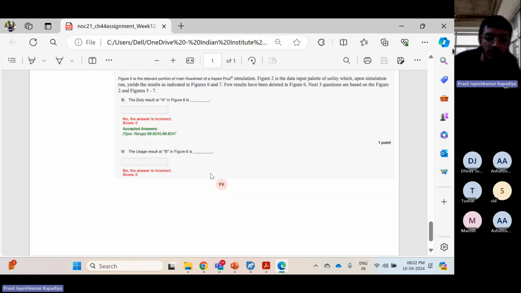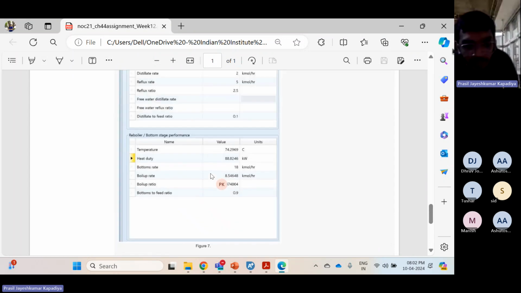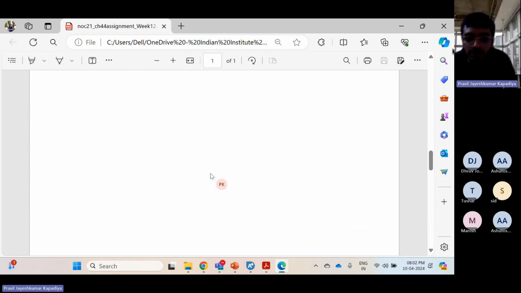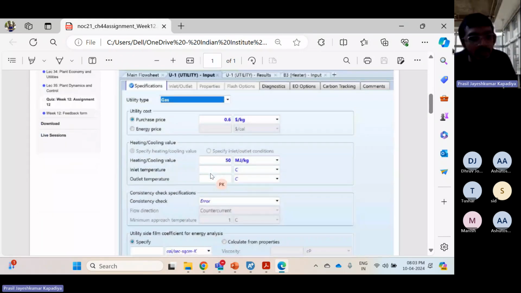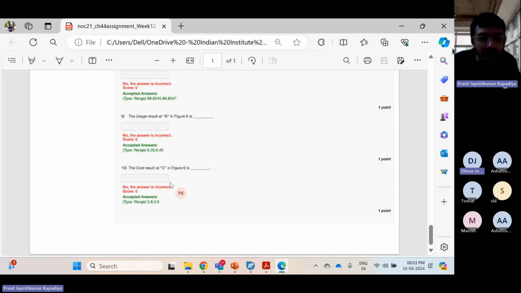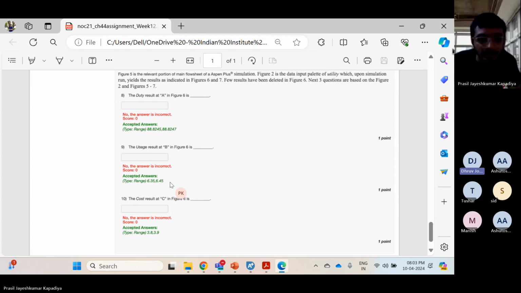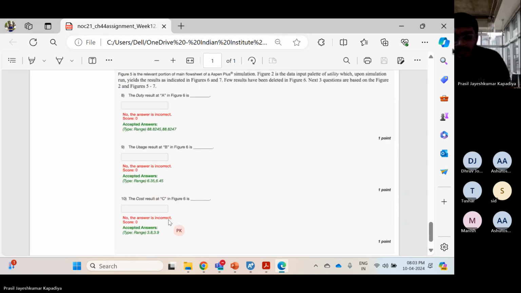So you just need to convert it, right? And cost also similarly, you just need to multiply with 0.6. I guess 0.6 was the value, $0.6 per kg. Whatever answer you get here, 6.339 is the answer, you multiply it with 0.6. So you will get the cost. 3.837.